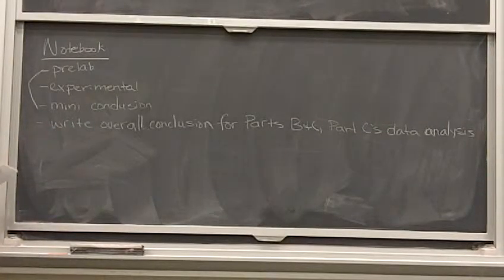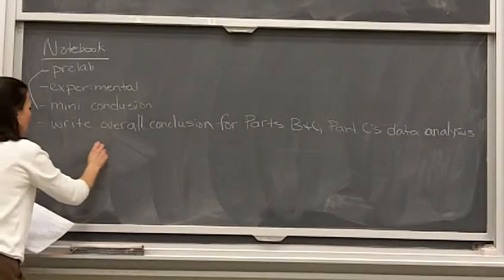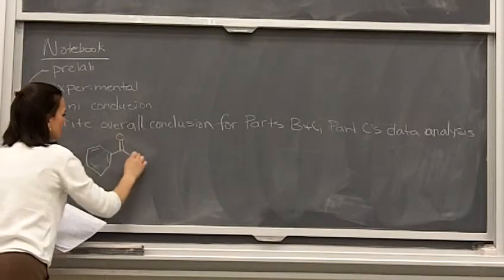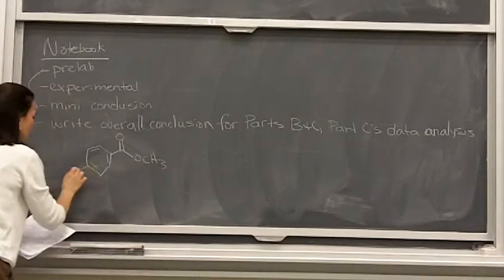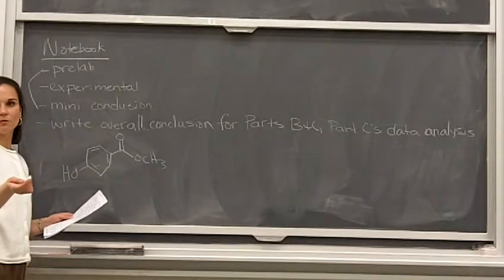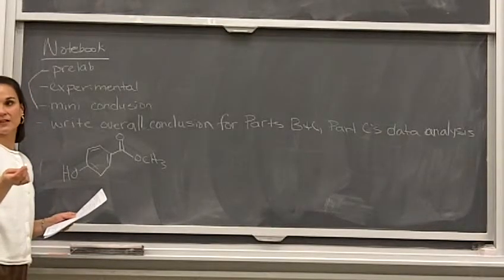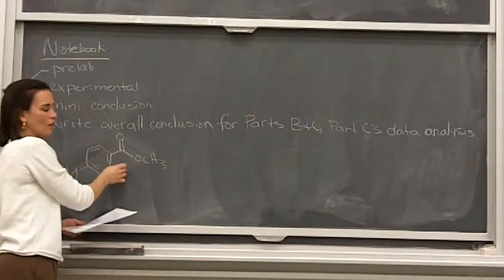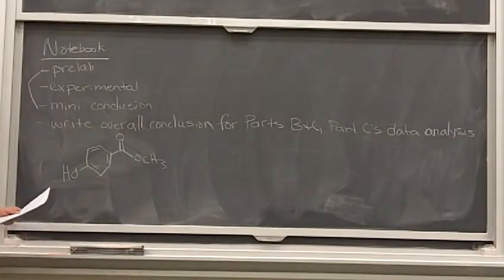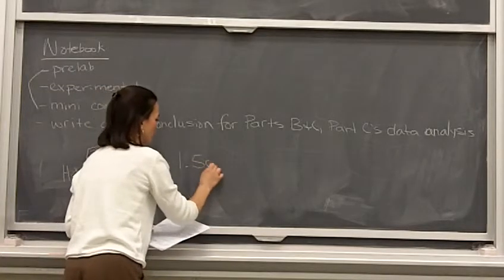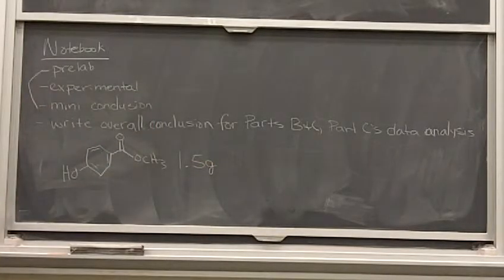Another thing that I want to let you know about: our starting compound is this guy. In the instructions for the experiment you got from us last week, it said to use 1 gram of this to start. I'm afraid you won't quite have enough material to do all that you need to do with part B and part C. So what I want you to do is use 1.5 grams of this to start your experiment this week, okay?